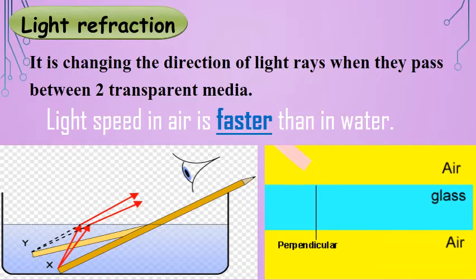So, what's meant by light refraction? It's changing the direction of light rays when they pass between two transparent media. And we have known that light speed in air is faster than in water. You can see in the second picture, the yellow one, that the light refracts, or changes its direction, when it passes between two different transparent media, like air and water, and so on.